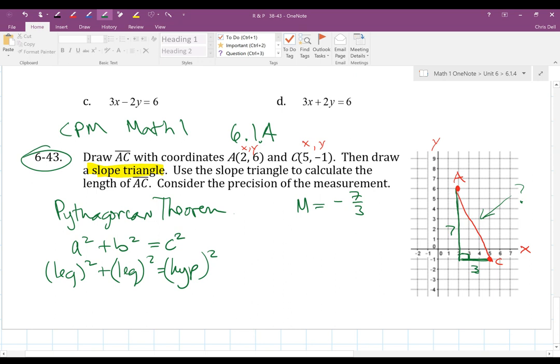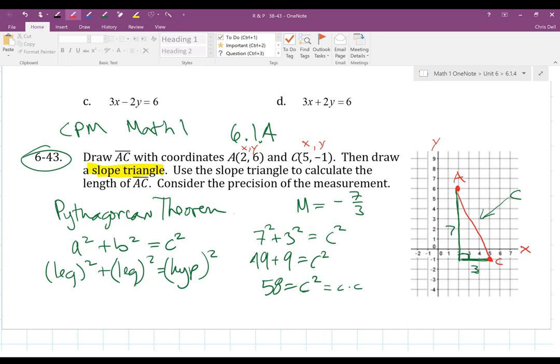So for our question here, we can say that 7 squared plus 3 squared is equal to c squared. We'll call that length c, right? So we do our math. We've got 49 plus 9 is equal to c squared. Those add up to 58, which is equal to c squared. To find what c is, remember, we're looking for the number that multiplies by itself. c squared is the same thing as c times c. So to figure that out, we use the operation of square root. So c is equal to the square root of 58.